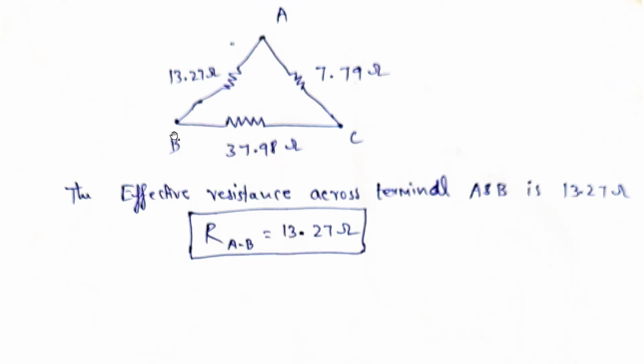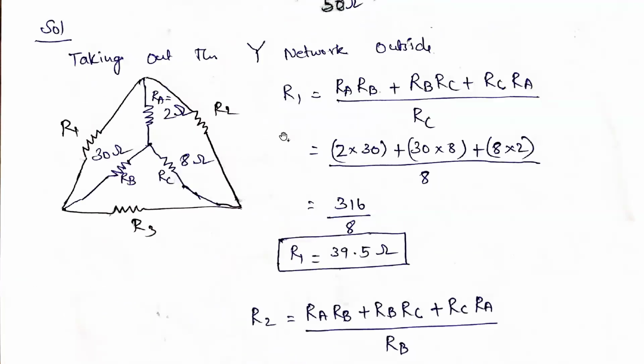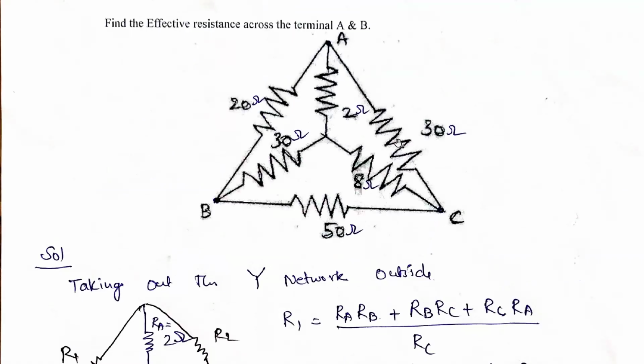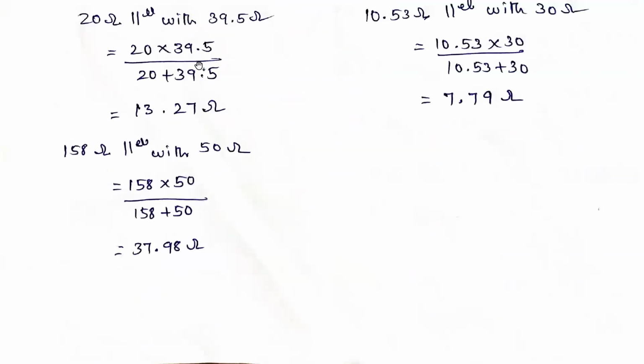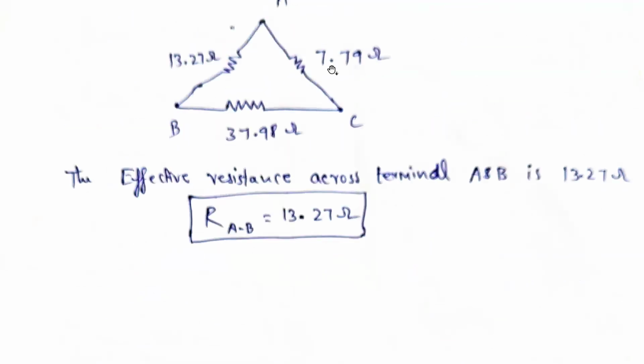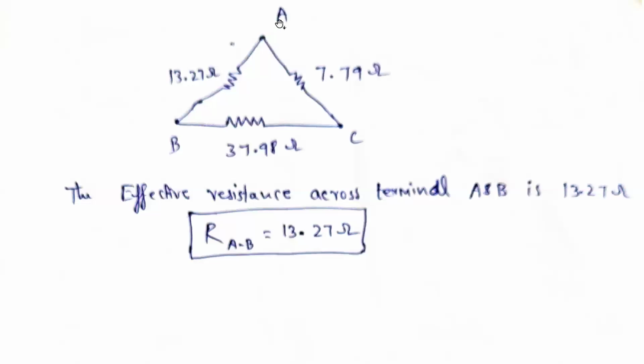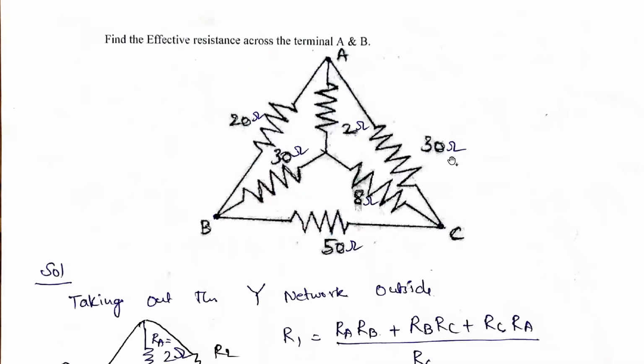So we add these with the points A, B, and C. After reducing, we get 13.27, 7.79, and 37.98 ohms. What they asked in the problem is the effective resistance across the terminals A and B. The effective resistance across A and B is nothing but 13.27 ohms. So this is the answer for RAB, that is between A and B, 13.27 ohms. This is the answer for this star delta network shown in the figure.